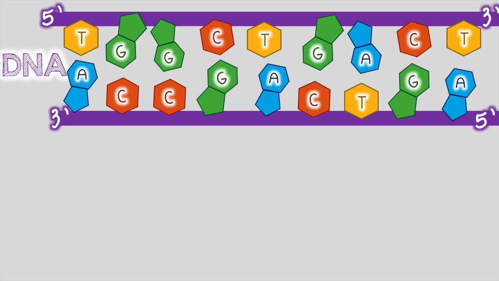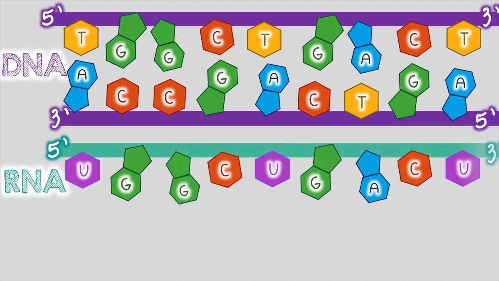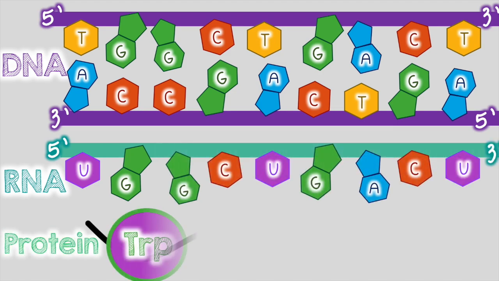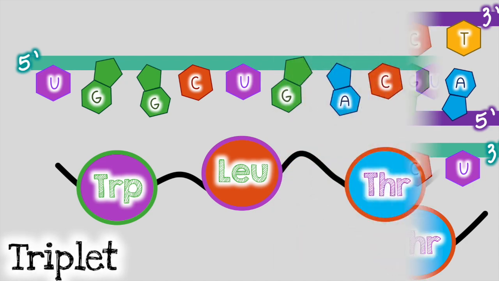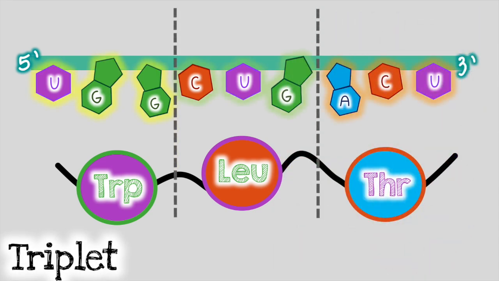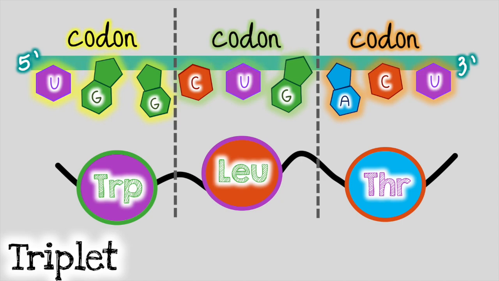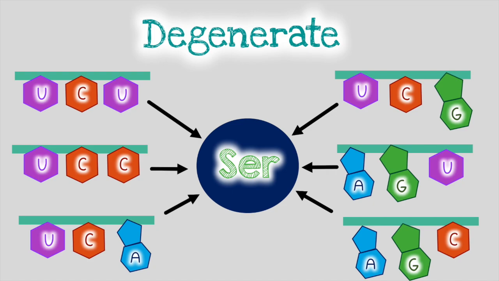A second feature of the DNA code is that the order of nucleotides in DNA specifies the order of nucleotides in RNA, which specifies the order of amino acids in the protein. The code is triplet, which means that 3 nucleotides are used to code each amino acid. These 3 nucleotide sets are called codons. The code is also degenerate, which means that sometimes more than one codon can specify the same amino acid. For example, there are 6 different codons that all code for the amino acid serine.